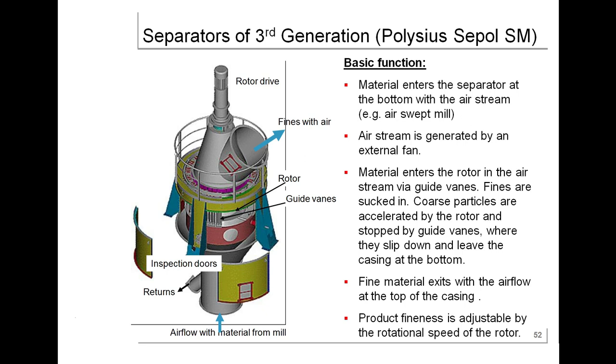Coarse particles are accelerated by the rotor and stopped by guide vanes, where they slip down and leave the casing at the bottom. Fine material exits with the airflow at the top of the casing. Product fineness is adjustable by the rotational speed of the rotor.